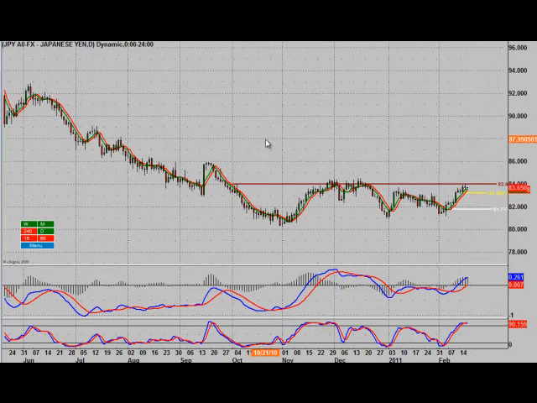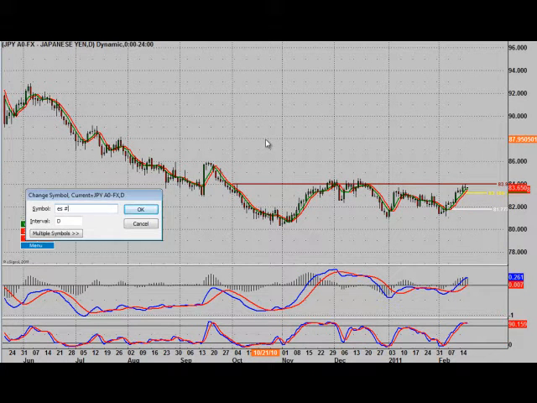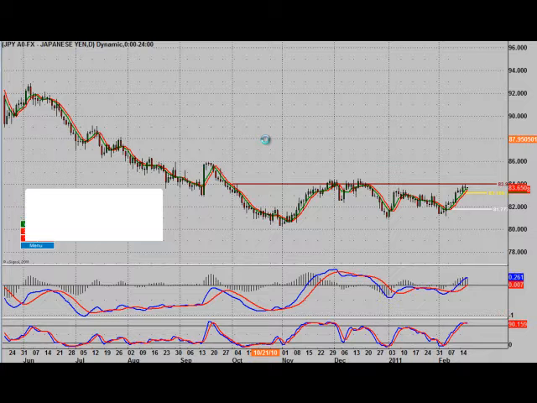Hey, let's look at the U.S. stock market, and then we'll look at the dollar index, which I imagine slumped. And we'll wrap it up.